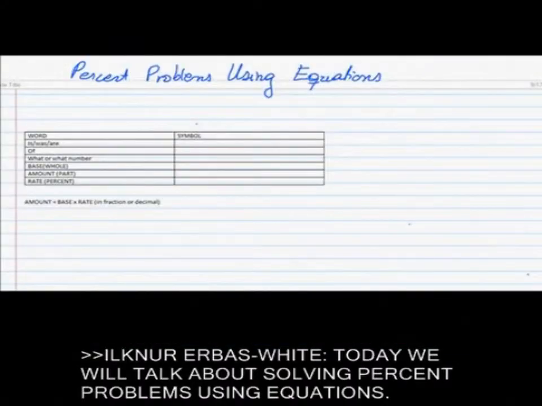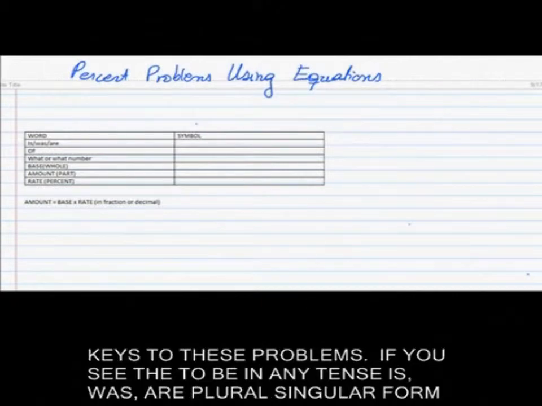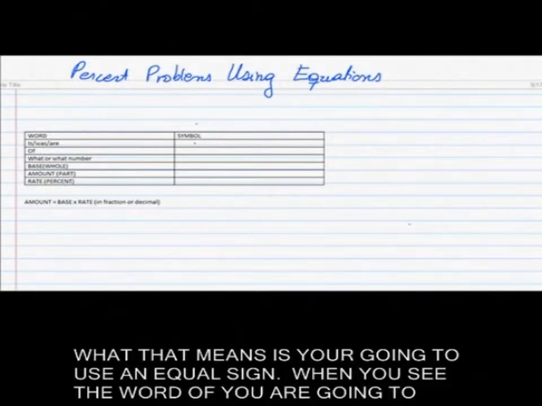Today we will talk about solving percent problems using equations. Before we start talking about the problems themselves, we need to review some words that are keys to these problems. If you see the verb "to be" in any tense, was, are, plural or singular form, what that means is you're going to use an equal sign.